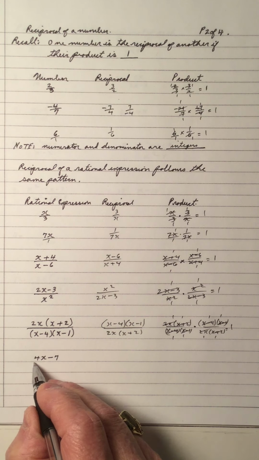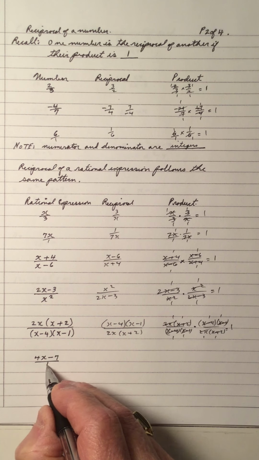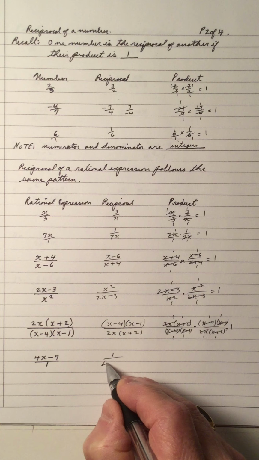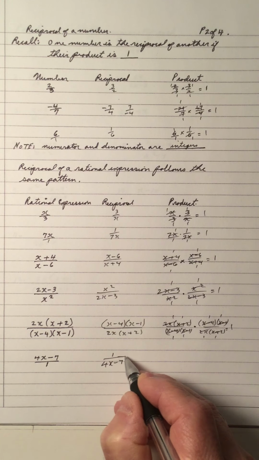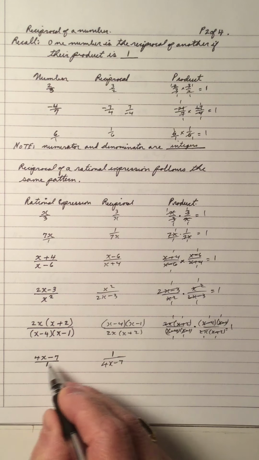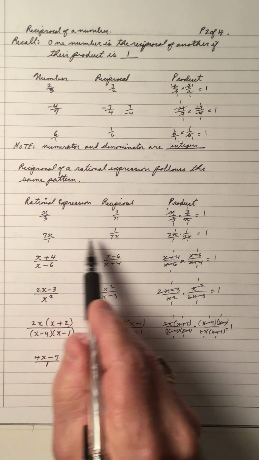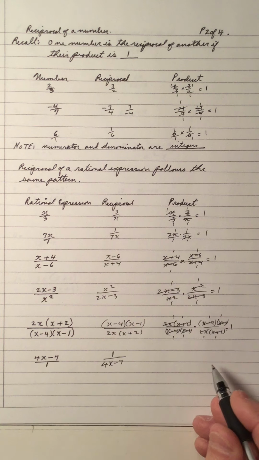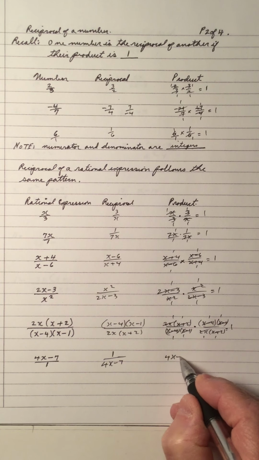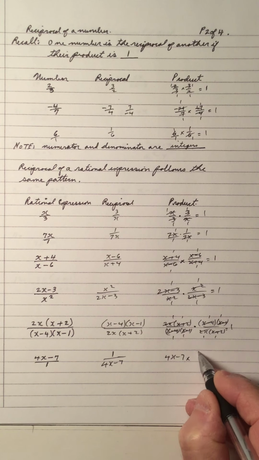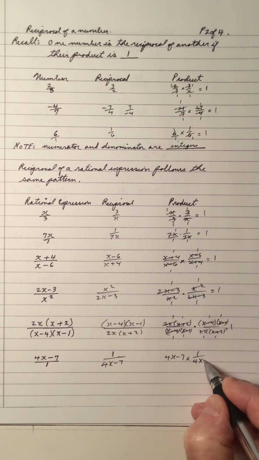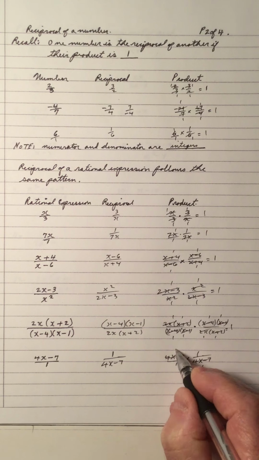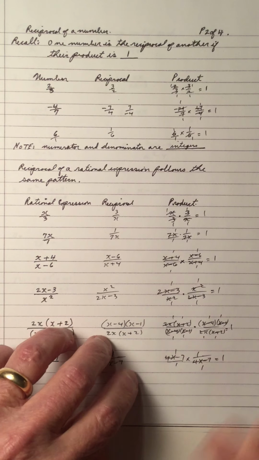And this is 4x minus 7, understood to be over 1. So the reciprocal, notice putting it over 1, it goes 1 over 4x minus 7. Again, it's like 7x is over 1. Reciprocal is 1 over 7x. So think about it as being over 1. So you see the reciprocal. So 4x minus 7 times 1 over 4x minus 7. This is over 1. 4x minus 7's cancel, and we get a 1.